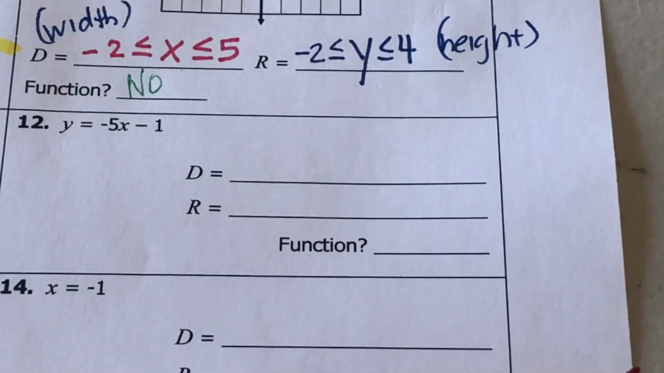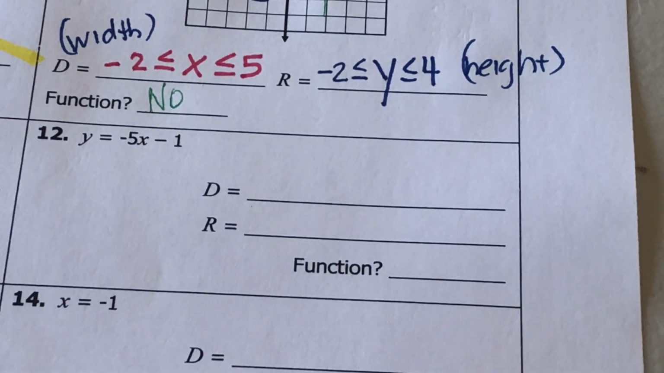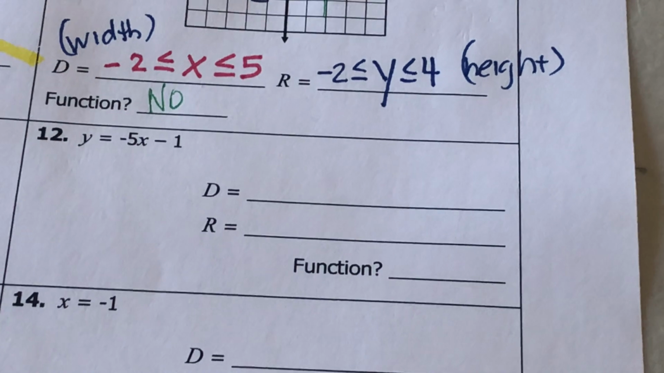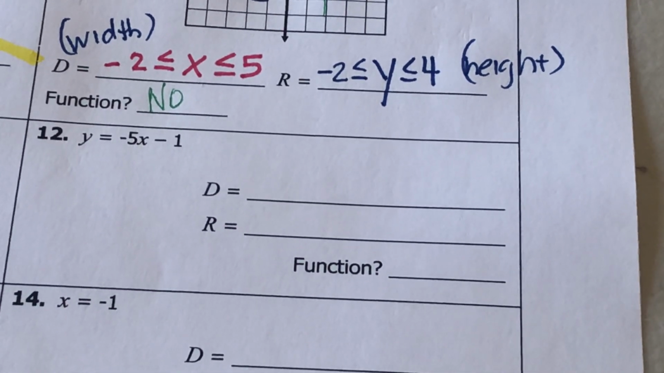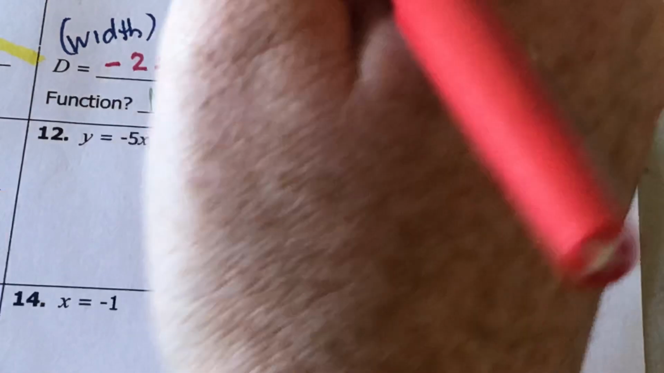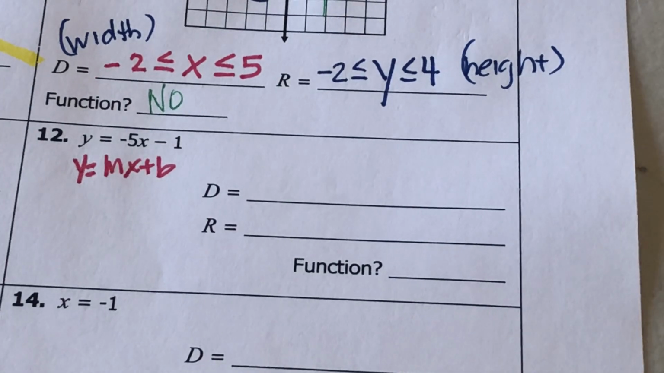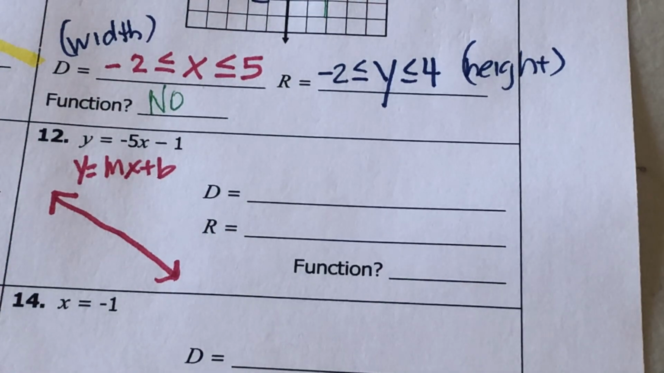All right. Number 12. -5x minus 1. Okay, the domain there, I'm going to skip that for a second, and I'm going to talk about the range, because this is a line. This is y equals mx plus b. Right? So this becomes a line. It has a negative slope. Oh, actually, yeah, we can talk about both the domain and the range here. That's a negative slope.